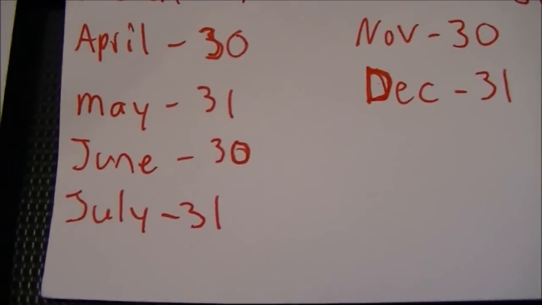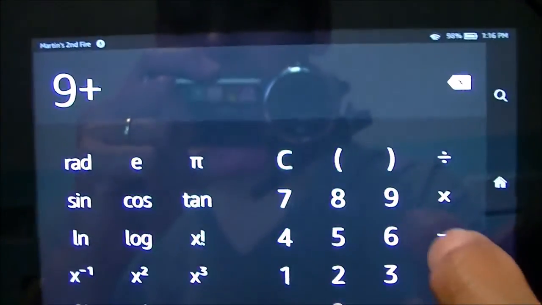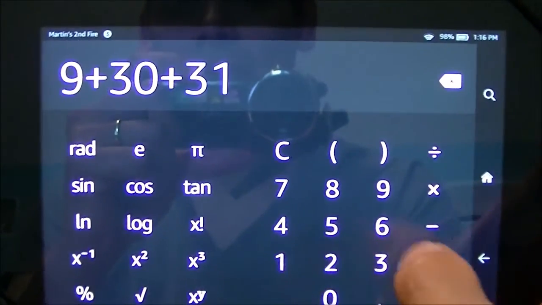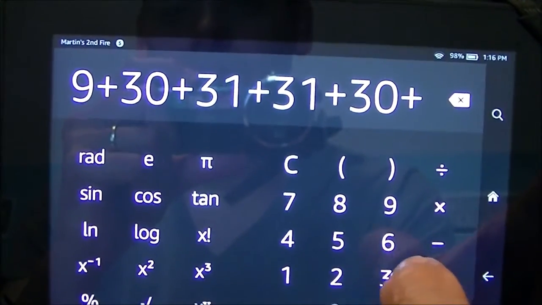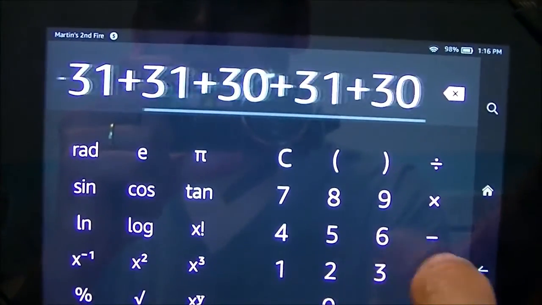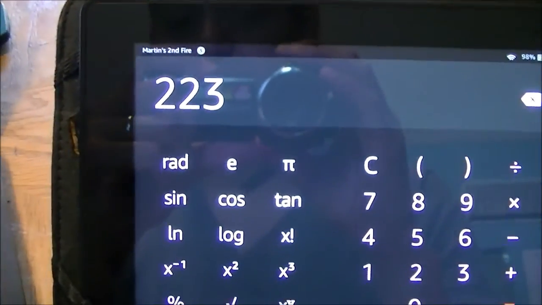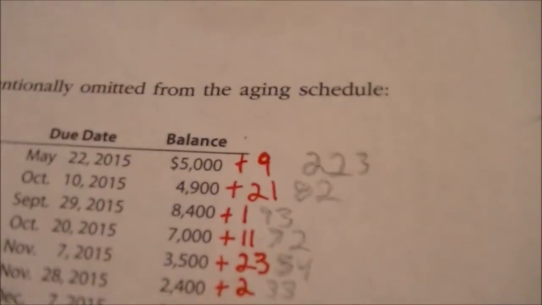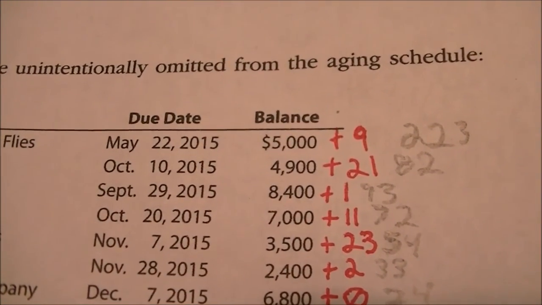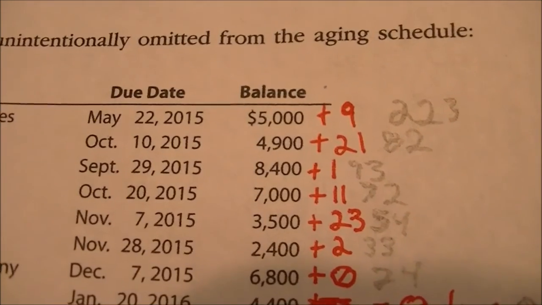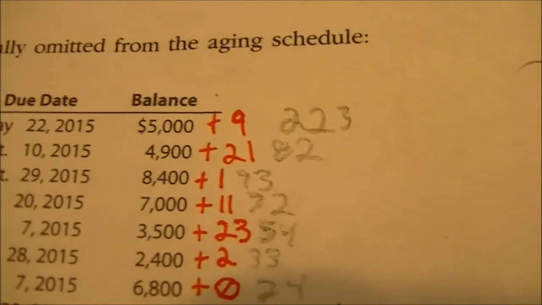Now we're going to add the remainder days. June has 30, July has 31, so let's go ahead and do that. So June has 30, July 31, August 31, September 30, October 31, November 30, and December 31. All together, they combine a total of 223 days. So as you can see here, I have plus 9 because of the days remaining from the 31 minus 22. Now we got 9. And then we added up all the other days, and it gave us 223.